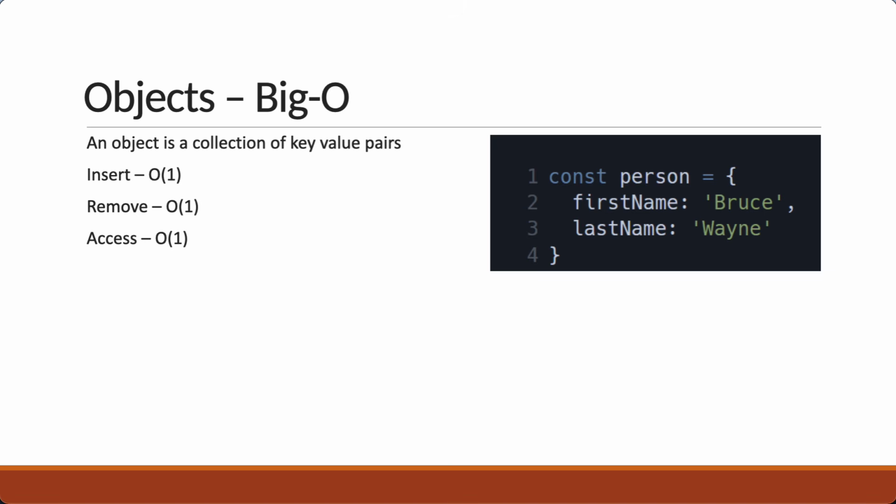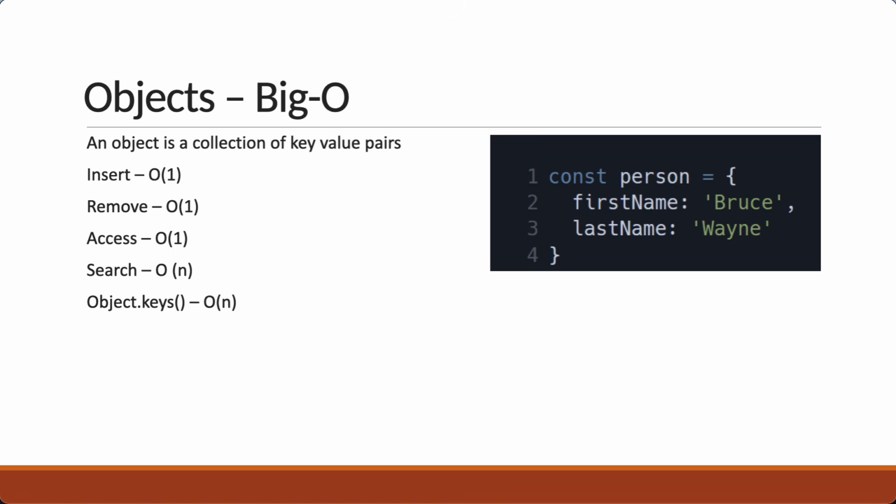However, if you want to search for a value in an object, the time complexity is linear. So, to search for the value Wayne, in the worst case scenario, you might have to search all the properties present in the object. Next, let's take a look at a few methods on objects.